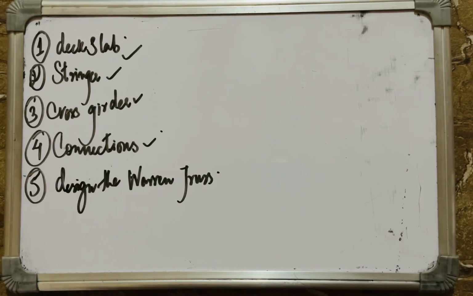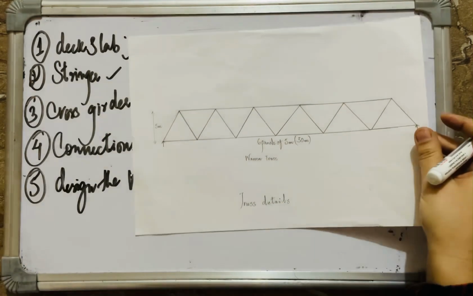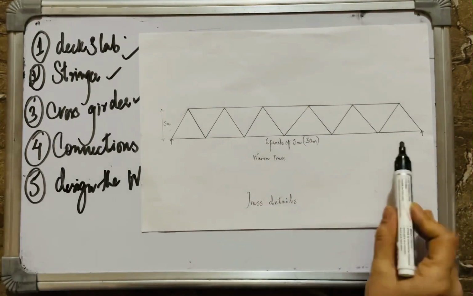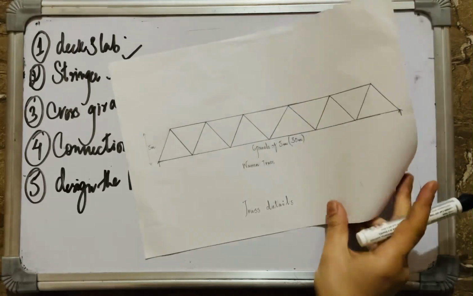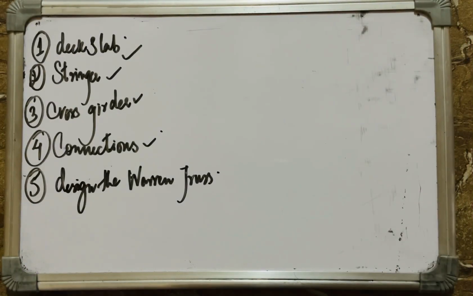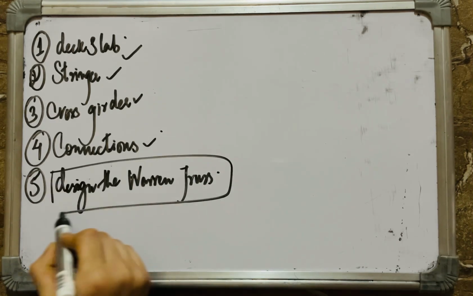Let me show you in the figure. This is the Warren truss, wherein we have used 6 panels of 5 meter each. Total span is 30 meters. Now we have to design this Warren truss, and this is the last part of this design process of a steel truss bridge. All right, but before that, we'll take this in the next video lecture.